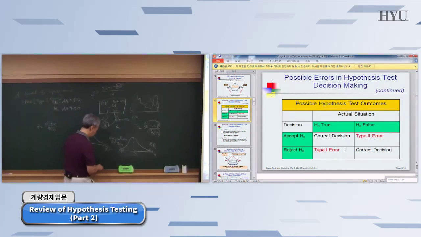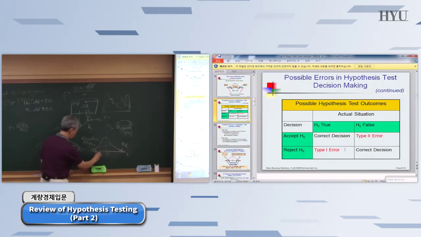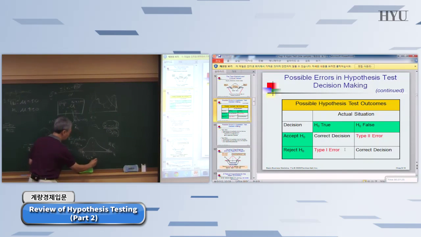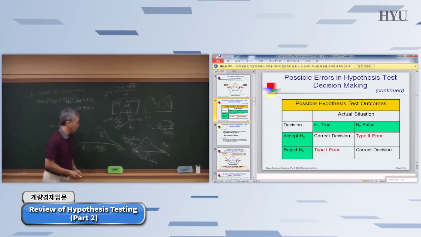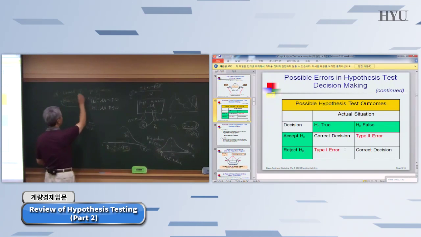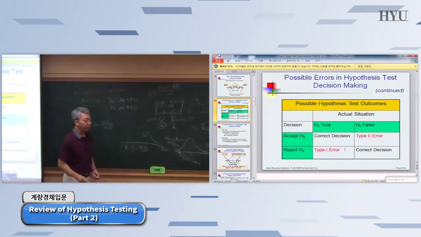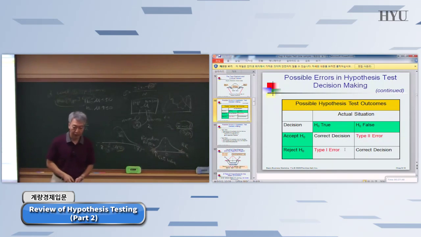So this, in effect, becomes critical value. Okay? So critical value is the value which separates rejection region from non-rejection region. Okay? And how do we set up that critical value? Well, it depends on what percentage or what probability we allow for type 1 error.